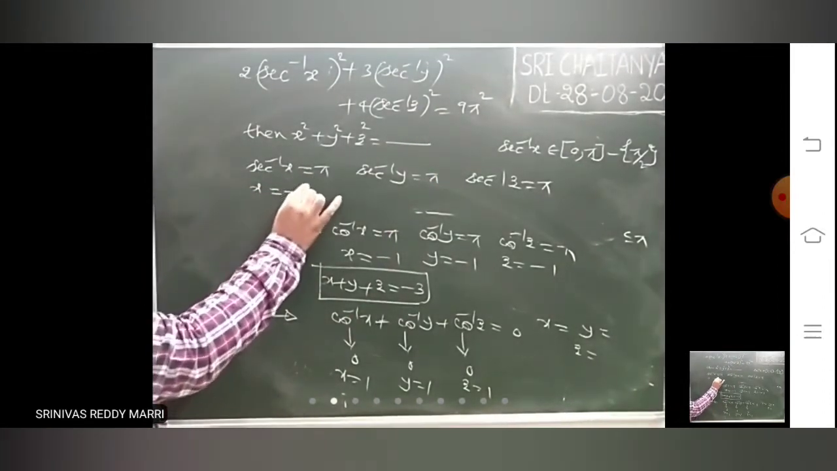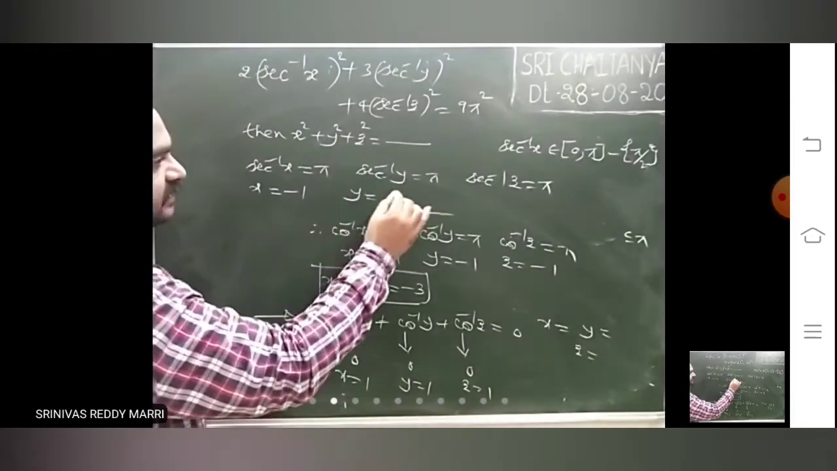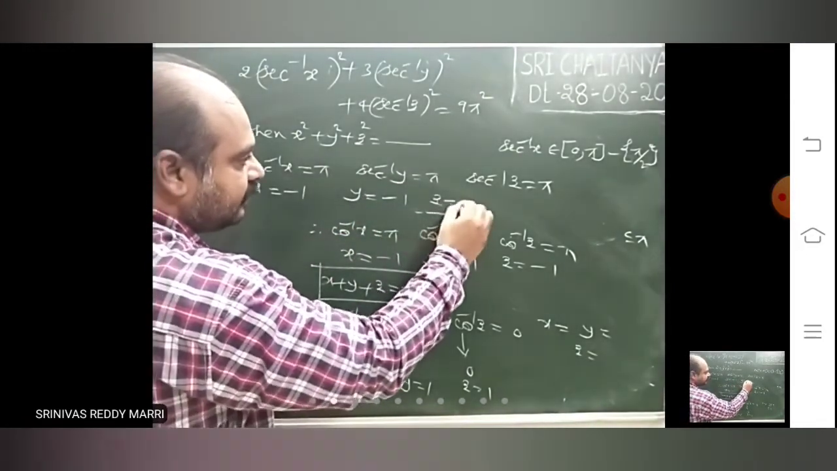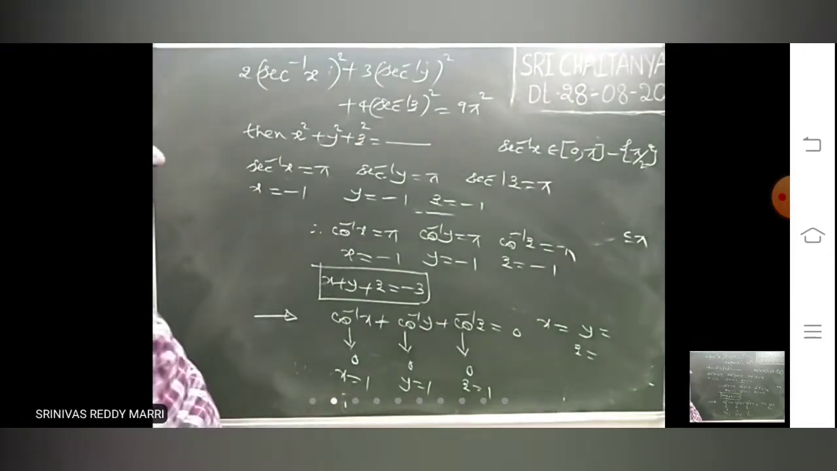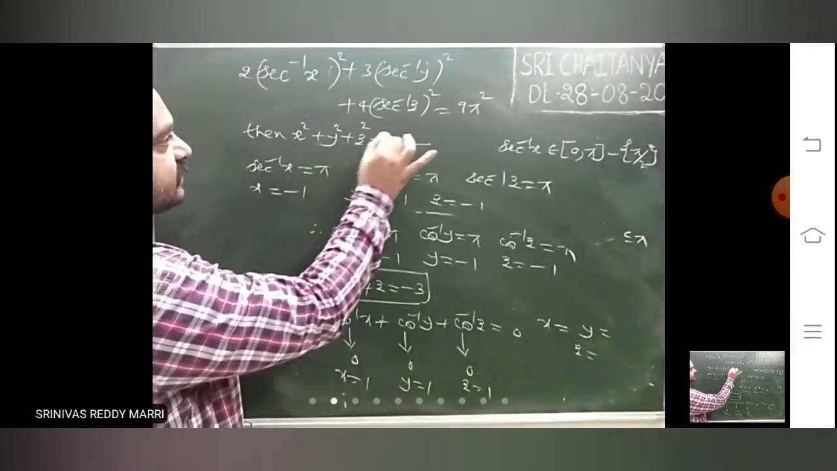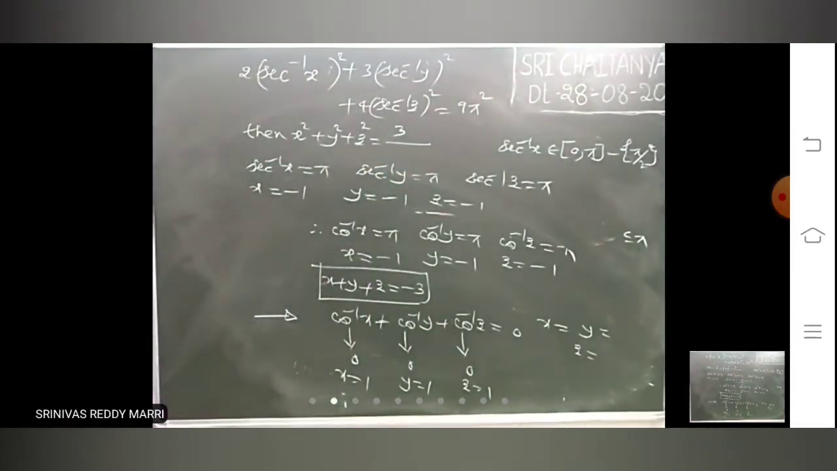Therefore, x is what? Secant pi means minus 1. y is what? Secant pi means minus 1. z is what? Secant pi means minus 1. Therefore, 1 plus 1 plus 1. What is the answer? 3. Like that.